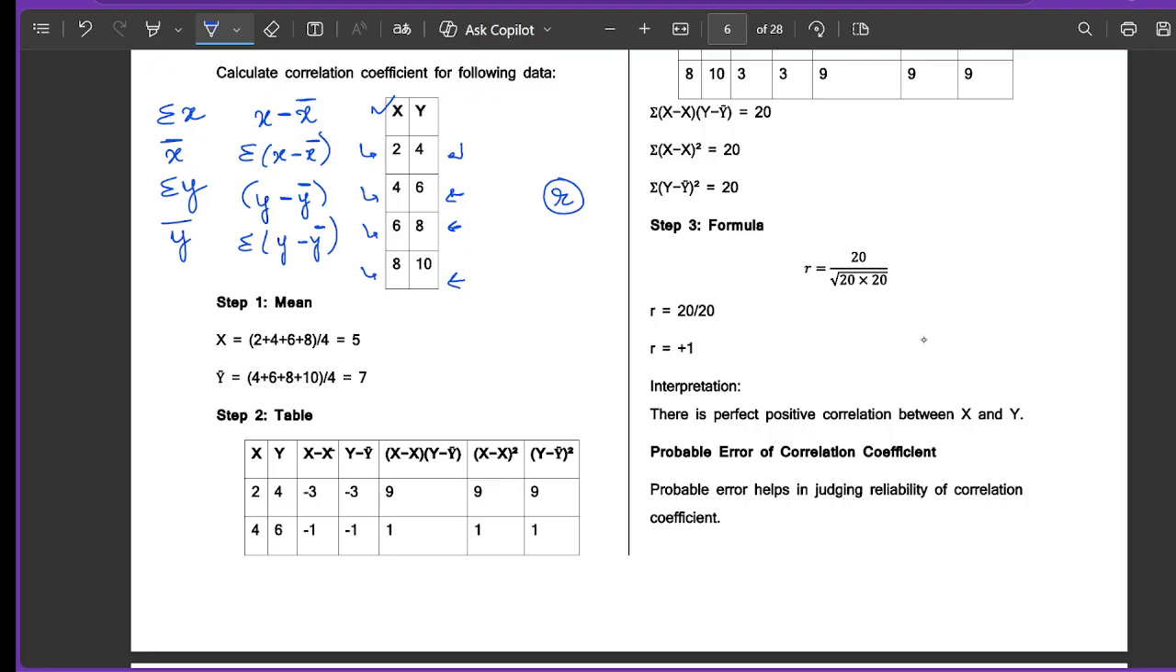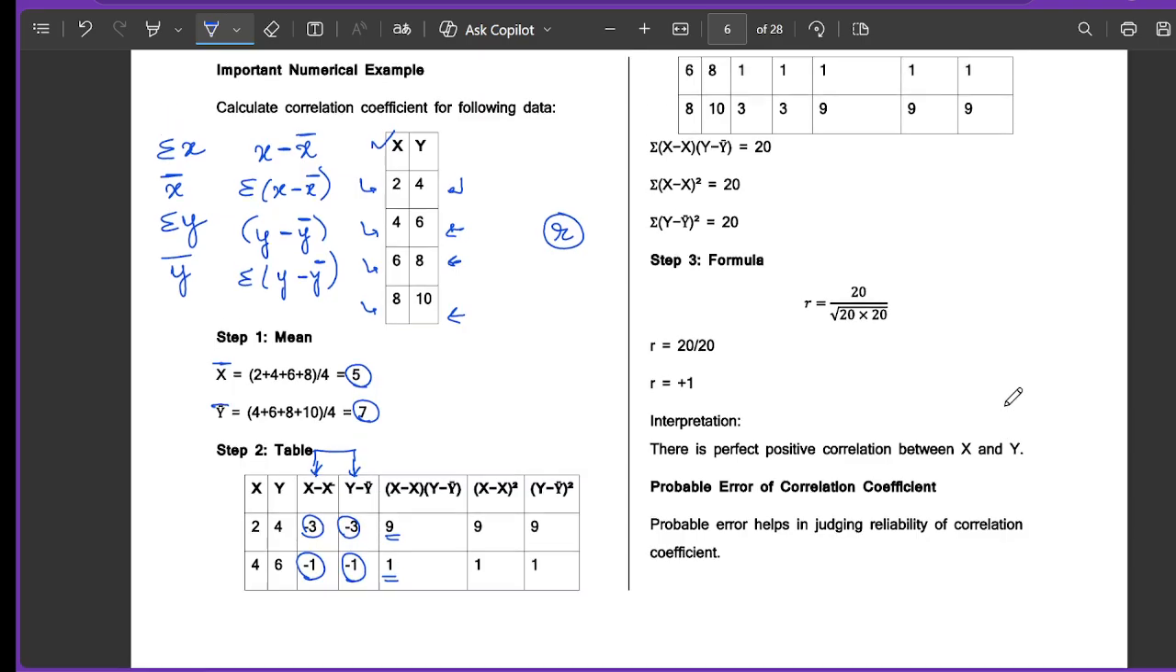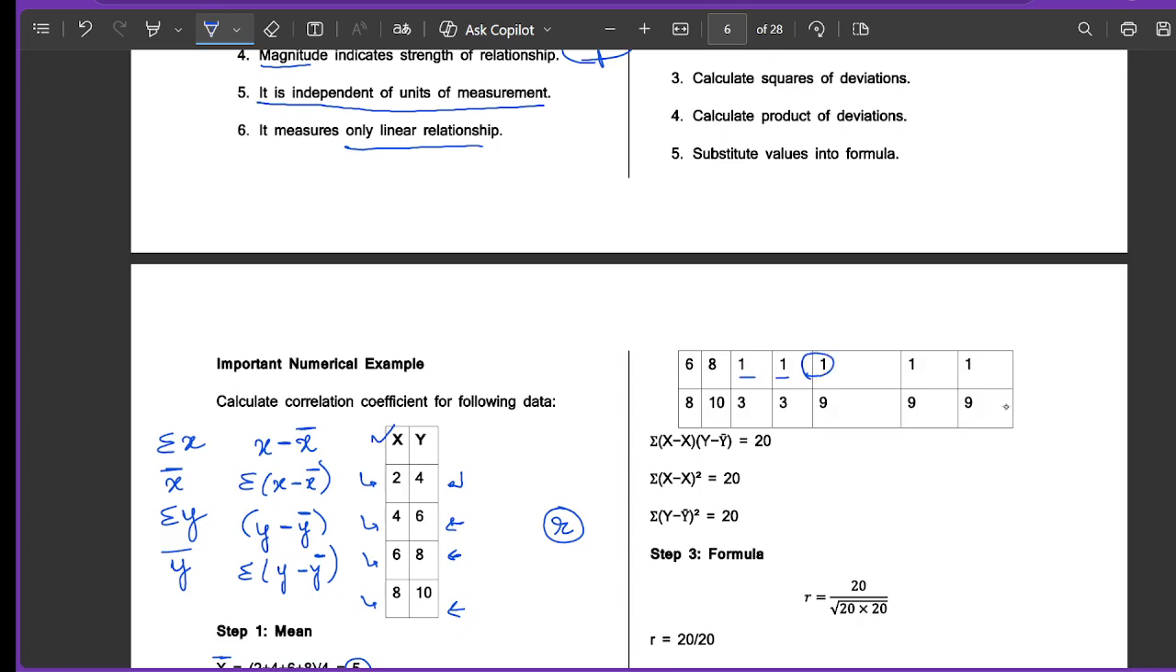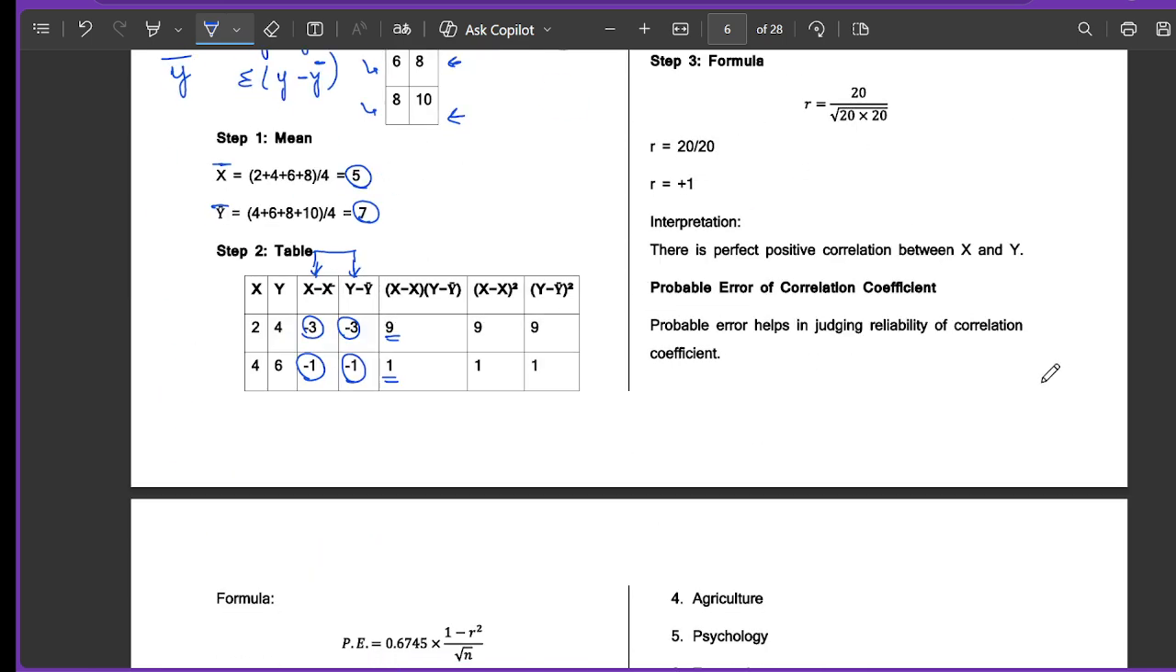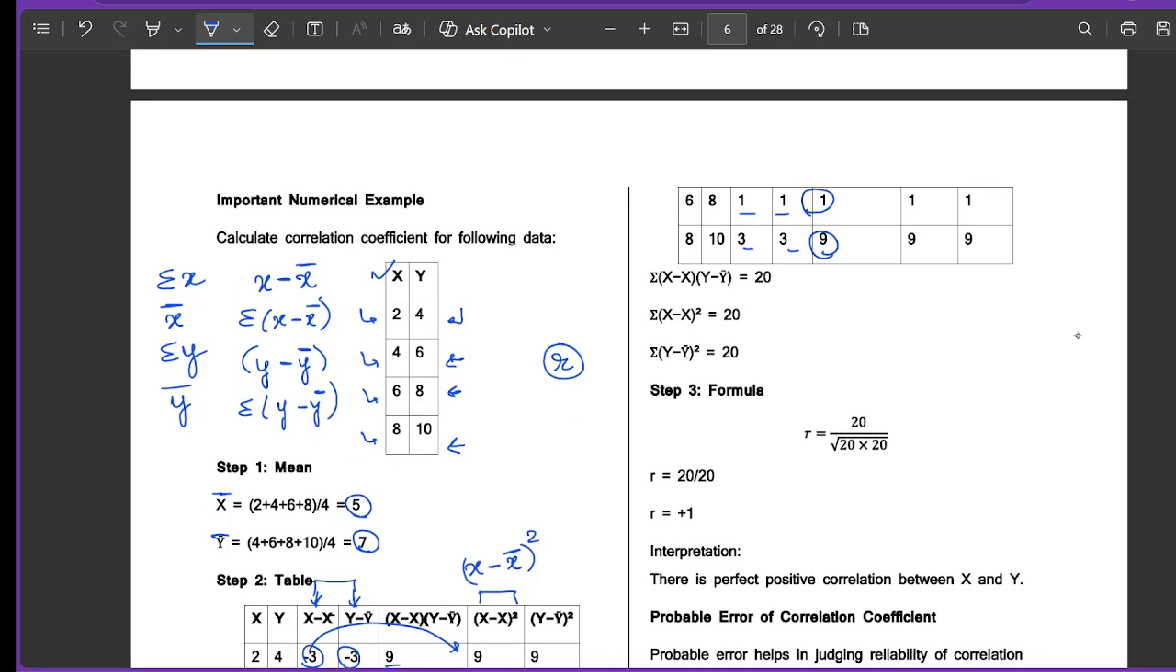First of all they calculated the mean of x, which comes out to be 5, and the mean of y comes out to be 7. Now they have noted all the values of x and y here, and then started calculating x minus x bar, y minus y bar. The next thing they did was the product of the two. So minus 3 times minus 3 comes out to be 9, minus 1 times minus 1 comes out to be 1. Similarly 1 and 1 comes out to be 1, and 3 and 3 comes out to be 9. Then they individually squared the differences also. So x minus x bar squared: minus 3 squared is 9, minus 1 squared is 1. The same is applied for y.